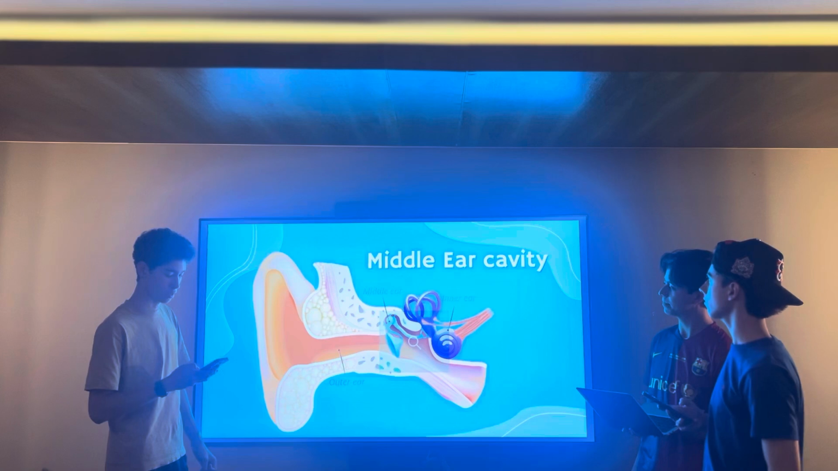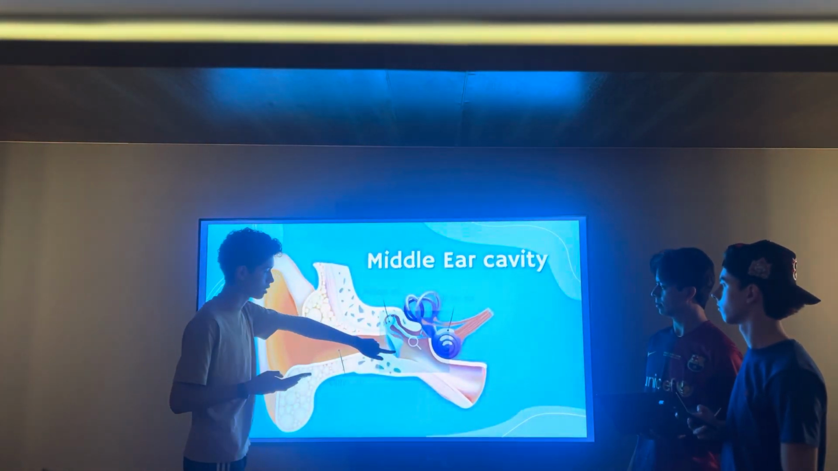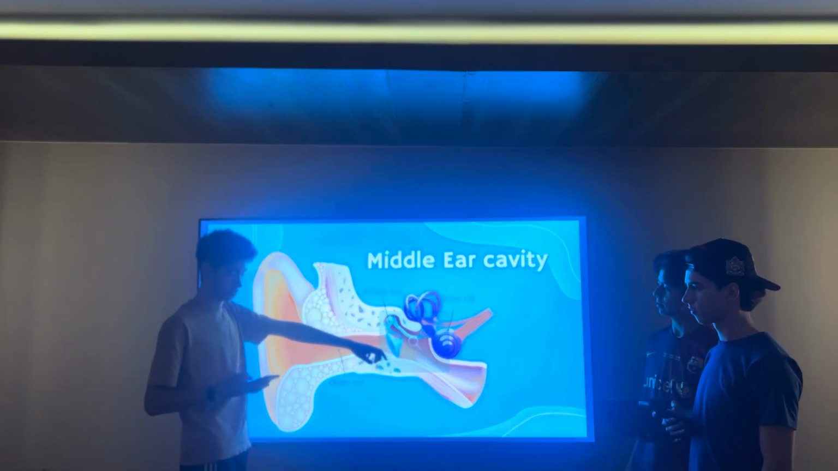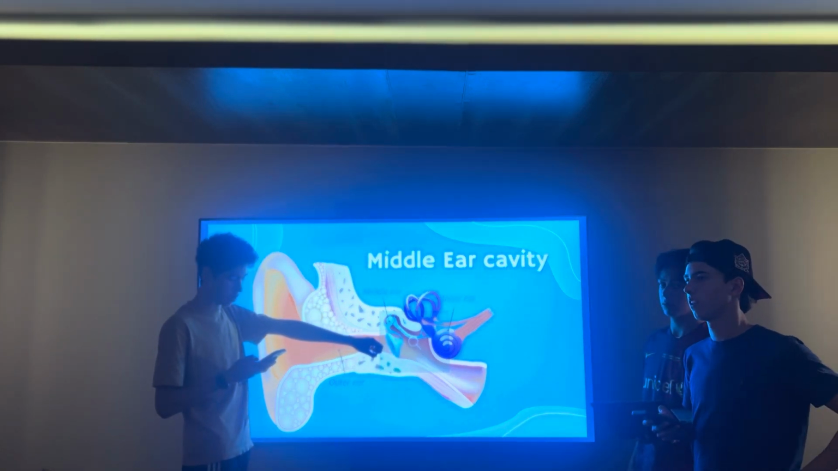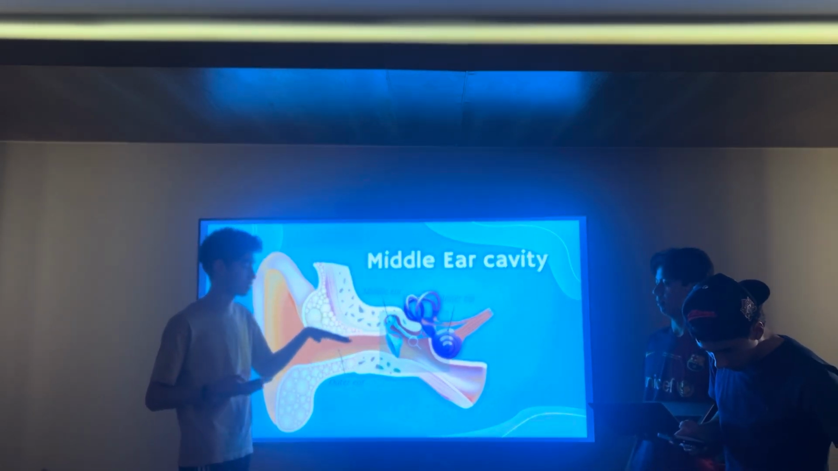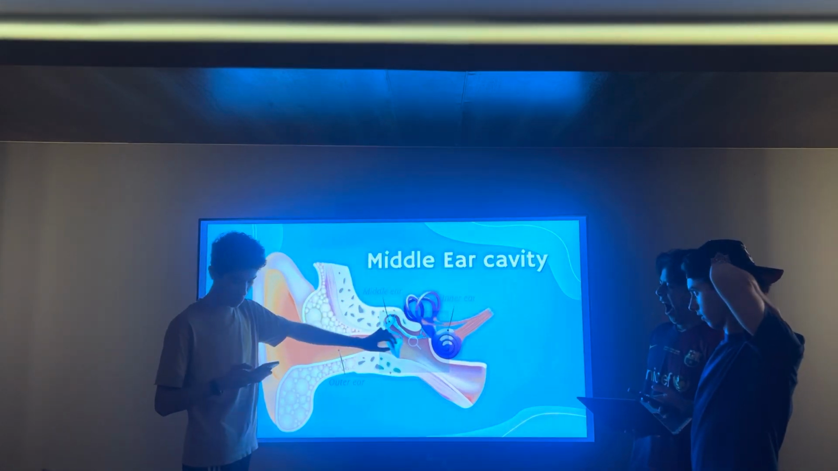Then we have the middle ear cavity, which has the tympanic membrane, which is one of the smallest bones in the body. It contains the ossicles, which are little hairs that catch the sound and transmit it to the brain. We then have the auditory tube and the oval window.